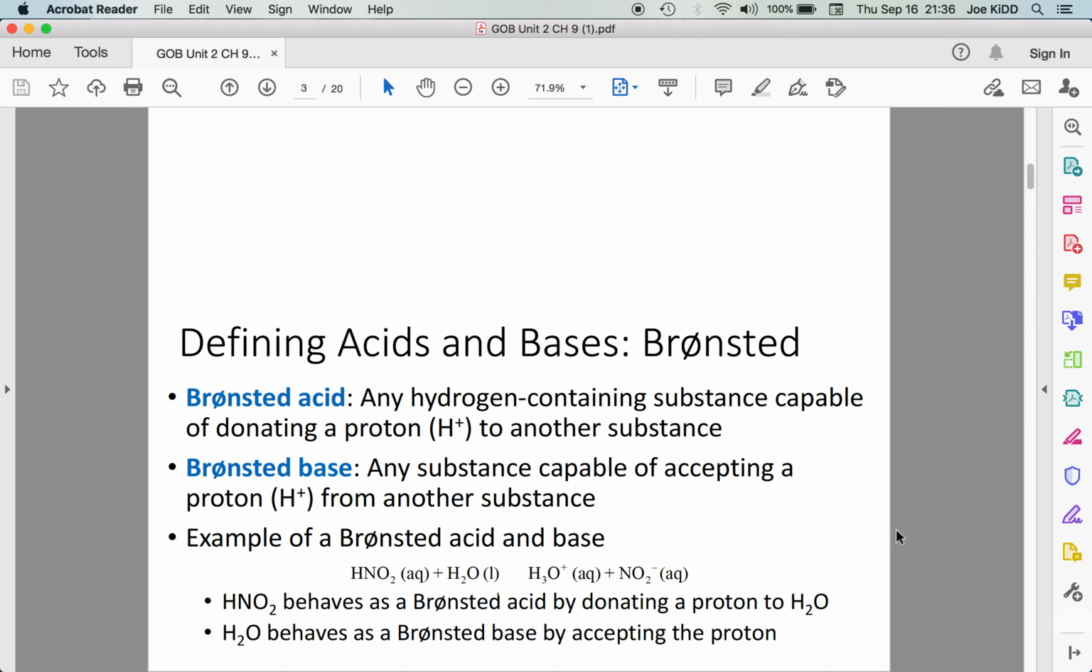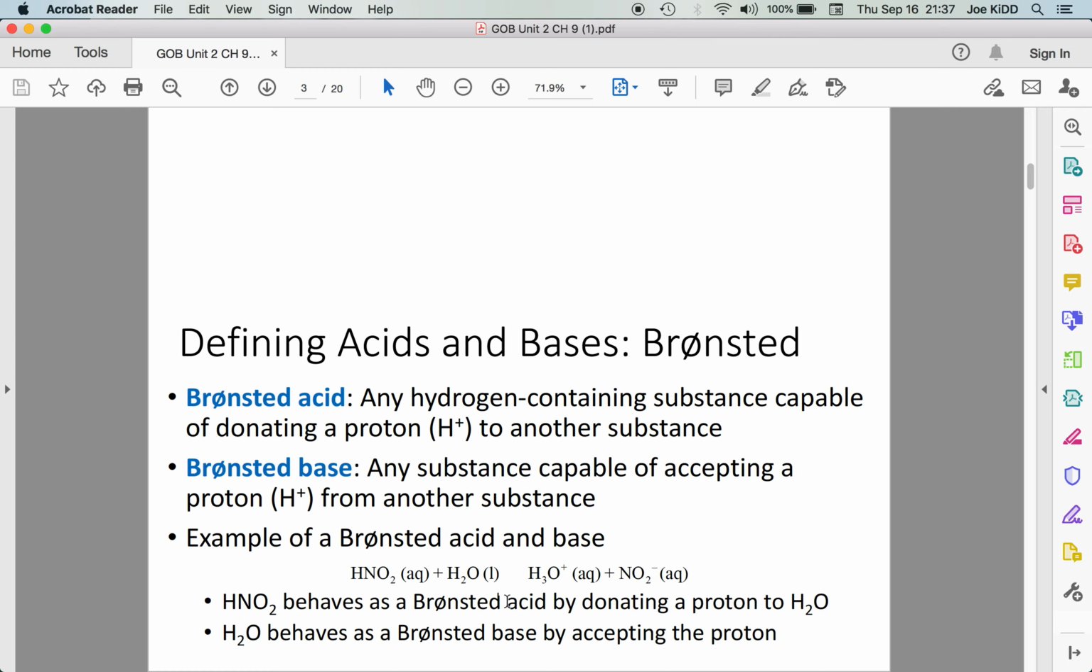The other definition of acids comes from the Bronsted-Lowry definition, where we're looking at it in terms of donation or acceptance of the hydronium ion. So a Bronsted acid would be the substance containing a hydrogen that would then be donated, and a Bronsted base would be any substance capable of accepting that donated hydrogen.